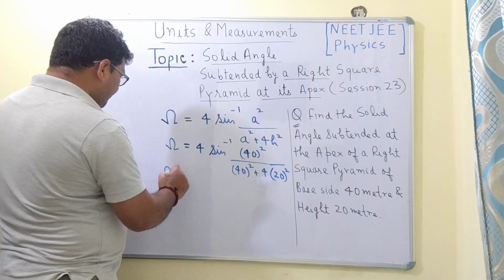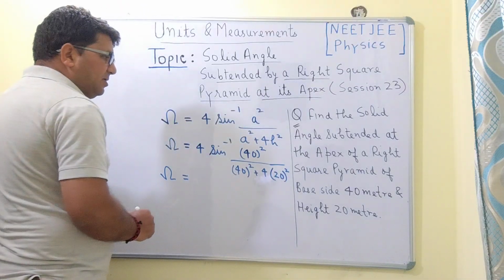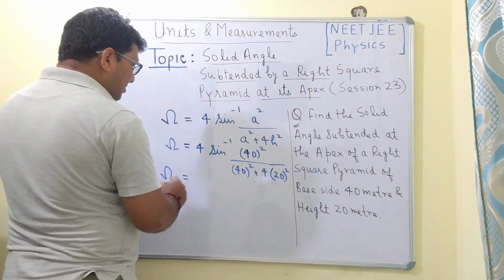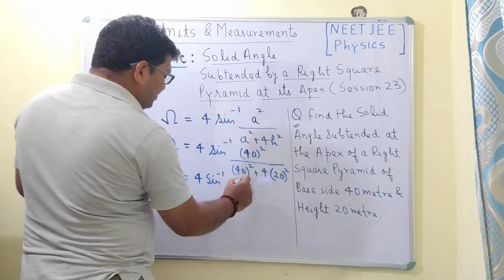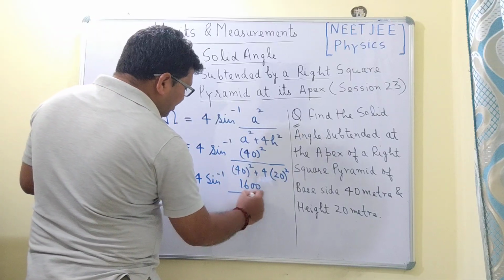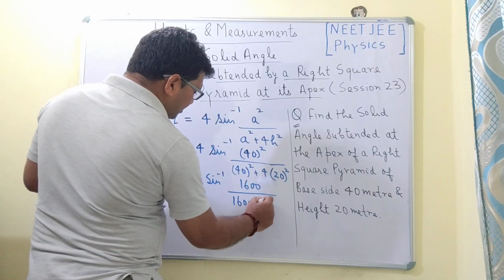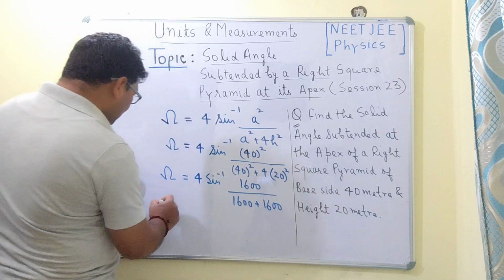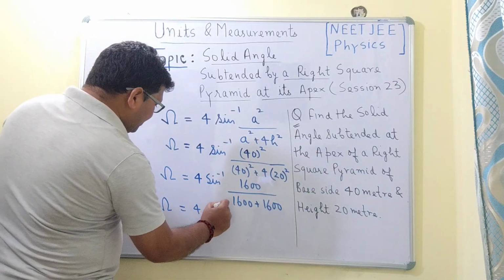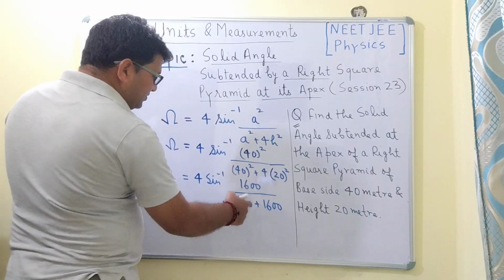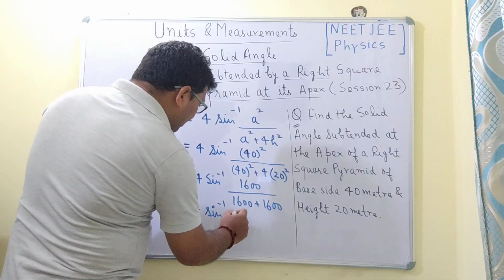So from here, the solid angle subtended at the apex of this square pyramid by the base will be equal to 4 sine inverse. This will be equal to 1600 divided by 1600 plus 1600. So the solid angle is equal to 4 sine inverse 1600 divided by 3200. So this will be equal to 1 by 2.